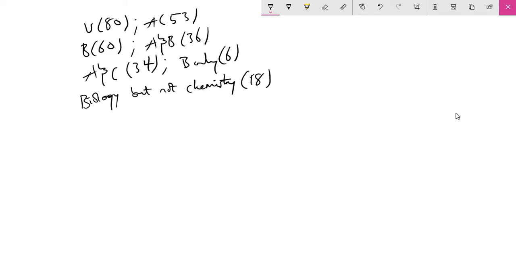Remember, nothing is mentioned of art here, so art could be or could not be there. It's important to understand that. So first we illustrate on the Venn diagram, so let's do that.